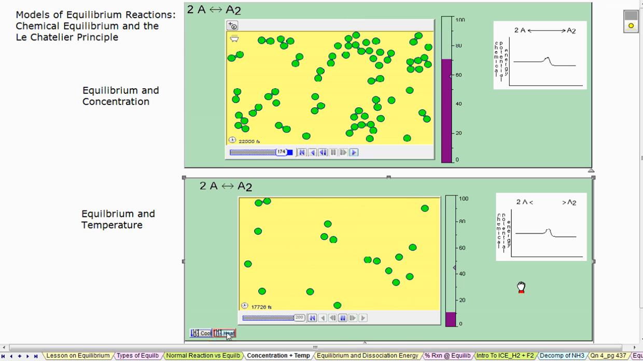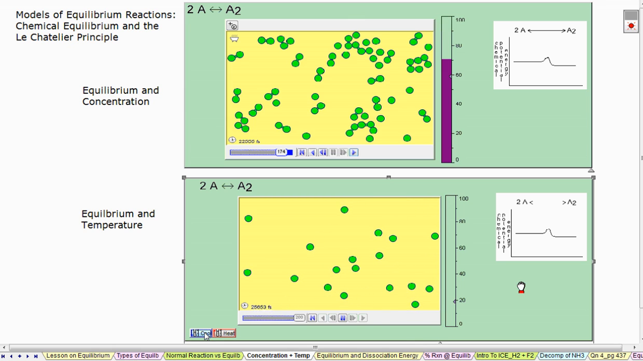We can see that it's dropping, and we can see that the equilibrium has now shifted from making the products A2 to making the reactants, the single atoms by themselves. And here we get to the point where there's no product formed.